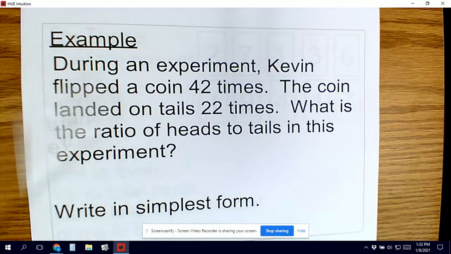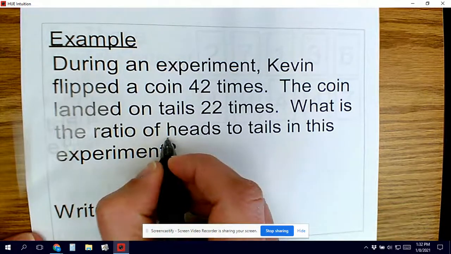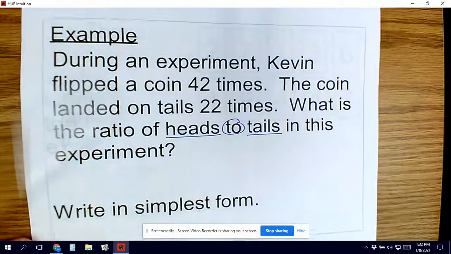All right, our next example, kind of a word problem. It says, during an experiment, Kevin flipped a coin 42 times. The coin landed on tails 22 times. What is the ratio of heads to tails in this experiment? So we're looking for heads to tails.